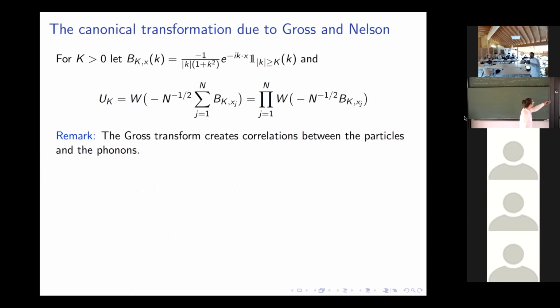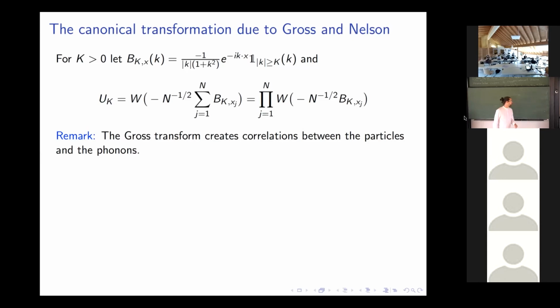So the Gross transform is defined via this function b_k(x). For values of small k which are bigger than capital K, it stays like 1 over k to the third and has this factor of e to the minus ikx. And the Gross transform in our setting, so to say, we then define as the sum over all b_kj, and then we scale it with 1 over square root of n.